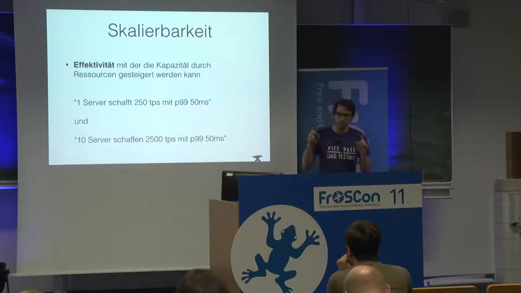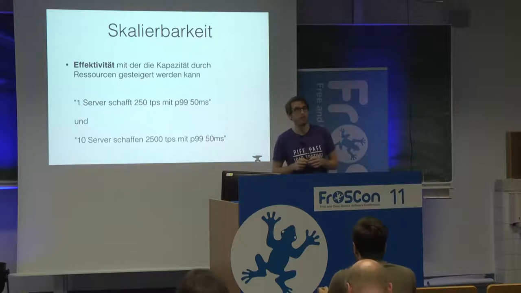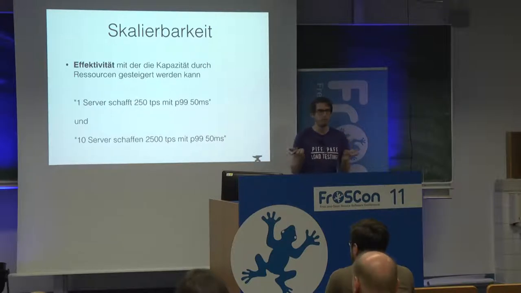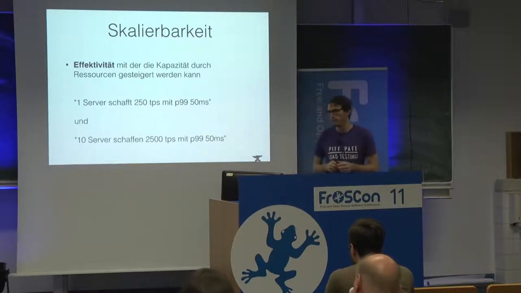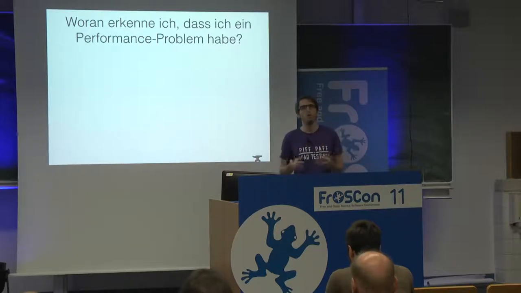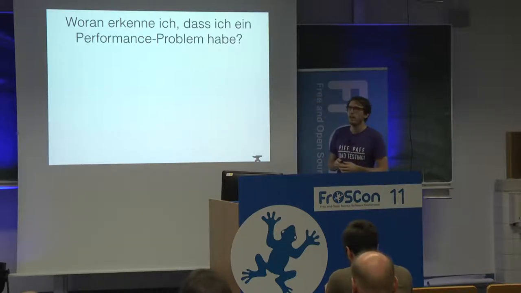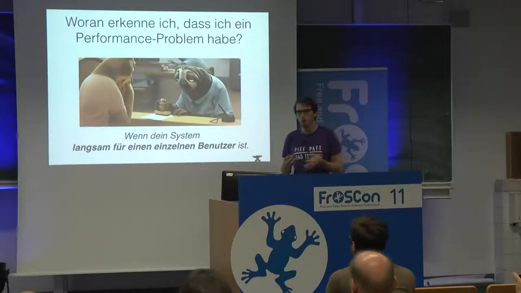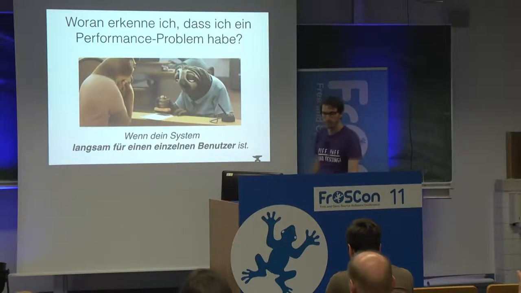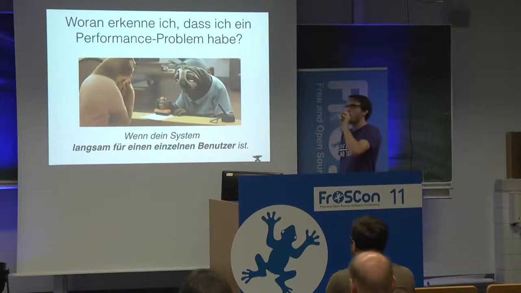So I would like to ask a question that was asked by Jonas Bonner. I'm not sure how to pronounce his name. He's the founder and CTO of Lightbend, the Akka framework. Maybe someone has heard of it. And he gave a presentation, I think many years ago, where he asked two really nice questions. The first one was, how do you know that you have a performance problem? And the answer is, if your system is slow for a single user, then you have a performance problem. I like the sloth.